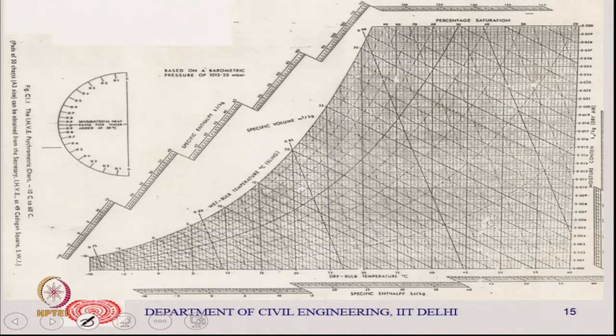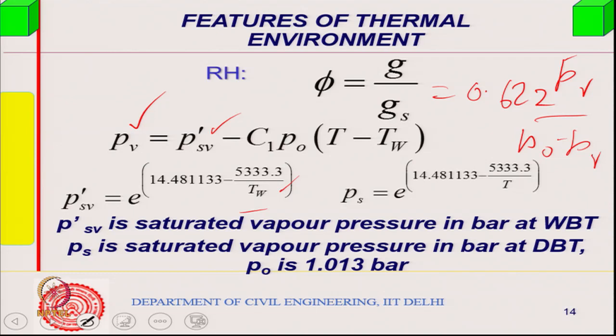So, the moisture content G is divided by GS. This part is only G, and GS will be how much? Instead of this PV, it will be the saturated vapor pressure, which we find using PS. The ratio of these two gives me the relative humidity.